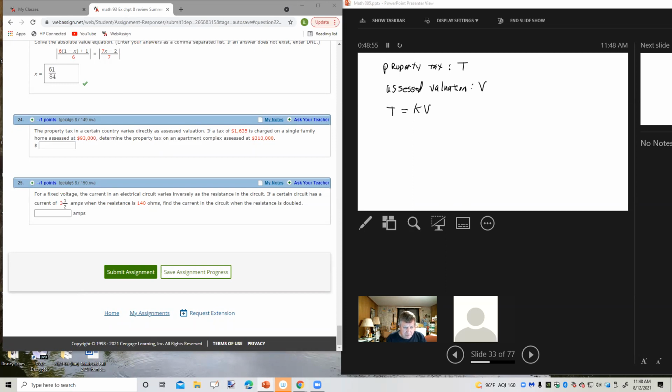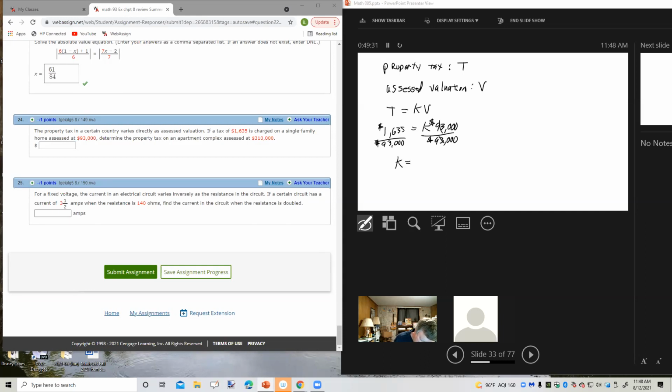If a tax of $16.35 is charged on a single family home assessed at $93,000, so the tax $16.35 equals K times $93,000. Determine the property tax on an apartment complex assessed at $310,000. Okay, so the next thing we're going to do is divide both sides by $93,000 to solve for K.